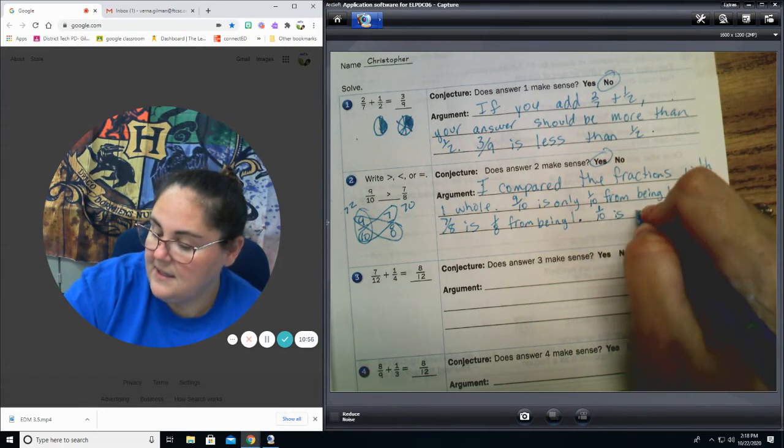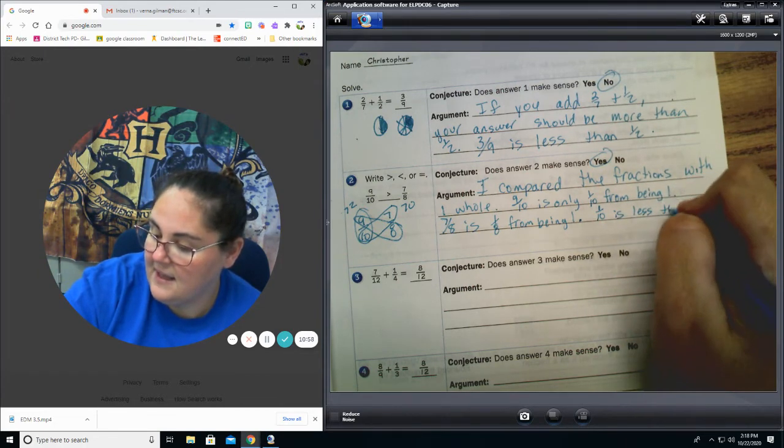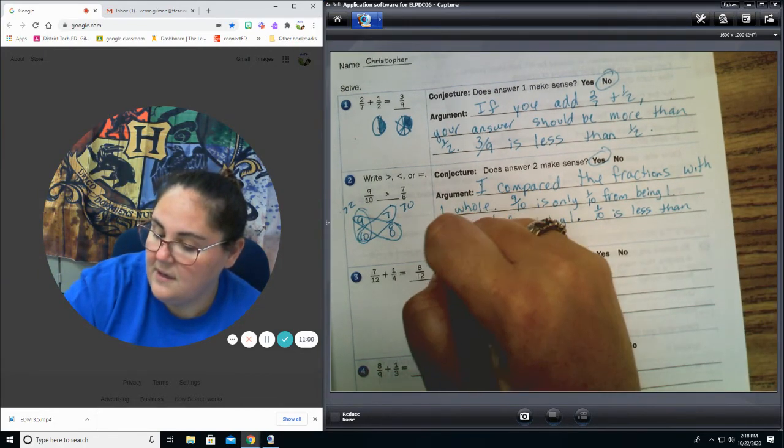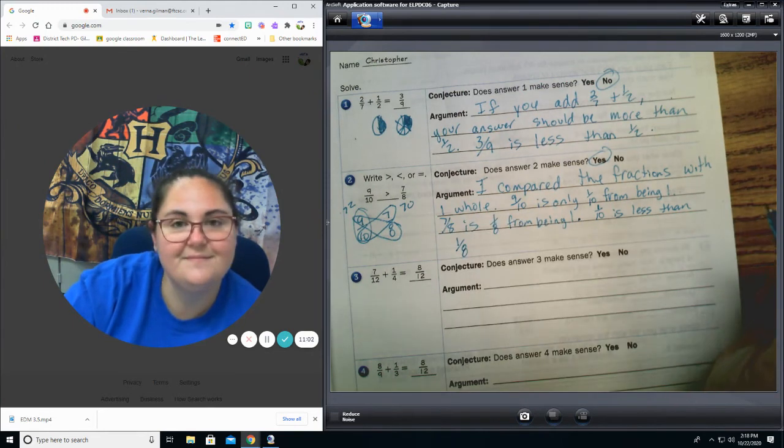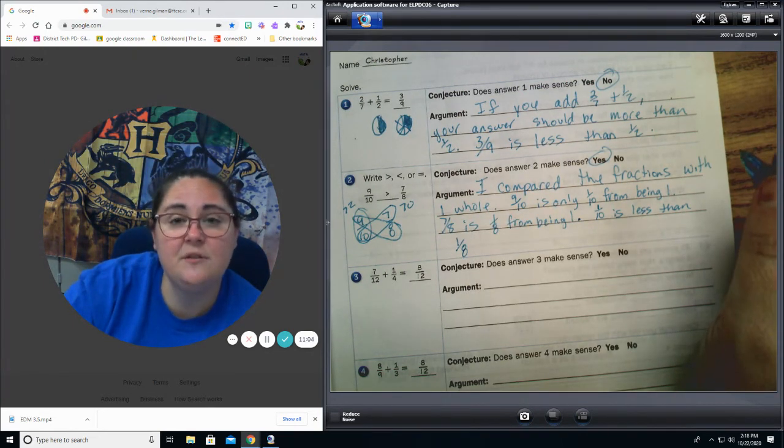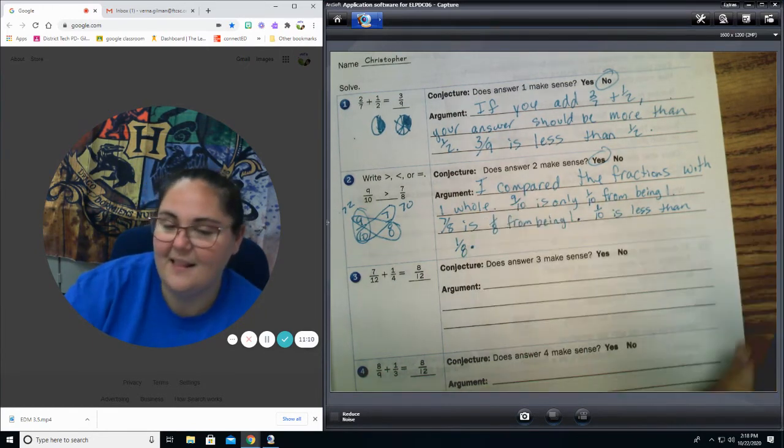1/10 is less than 1/8. So if I draw a picture of 1/10 and a picture of 1/8, 1/10 is a lot smaller. That's how you do it.